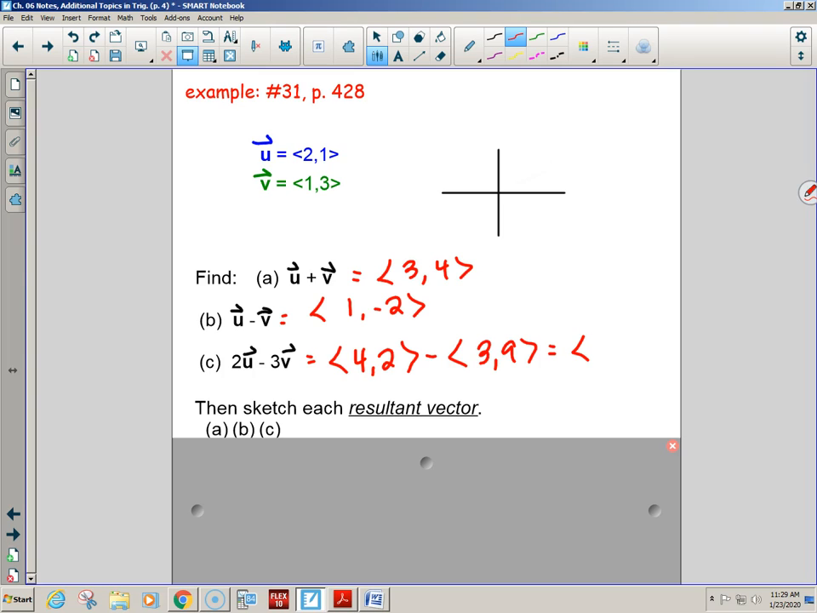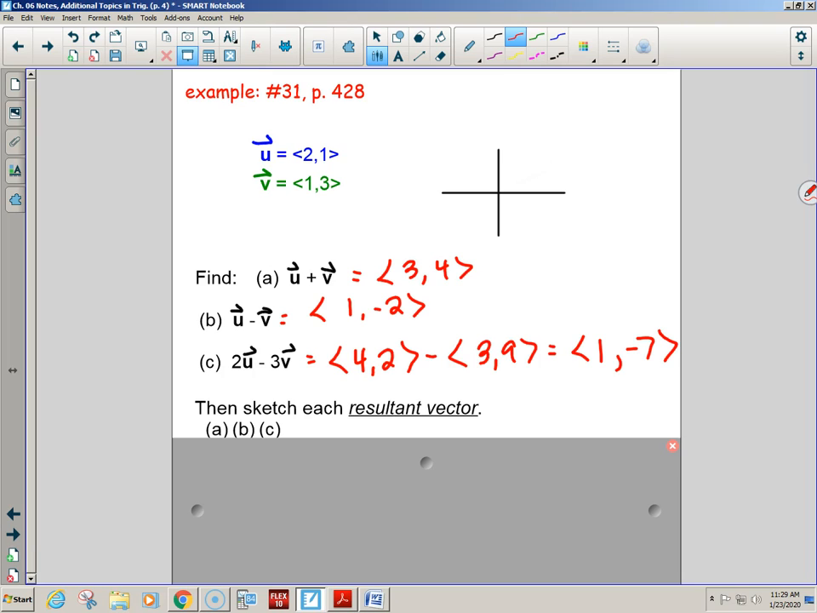2 times u times 2 times 2. 3 times v times 3 times 3. Now I have to do u1 v1 minus, and then u2 v2. Pause, distributing and putting together.